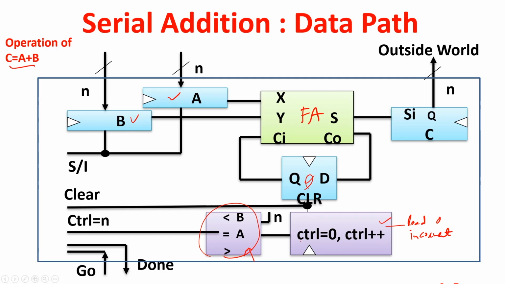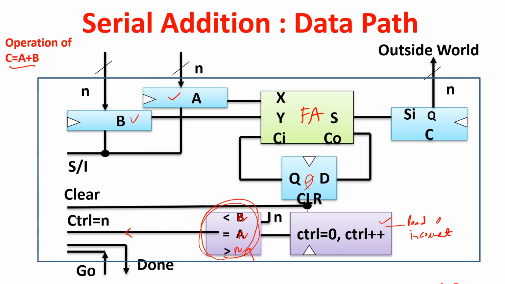The comparator compares the control value with n, and tells whether it is equal to n, less than n or greater than n. These are the three outputs. If the control is equal to n, then it gives an output that my task is done. This one is the data path. And go we are giving from outside; done means CTRL is equal to n, which signifies it is done. And this is the outside world.